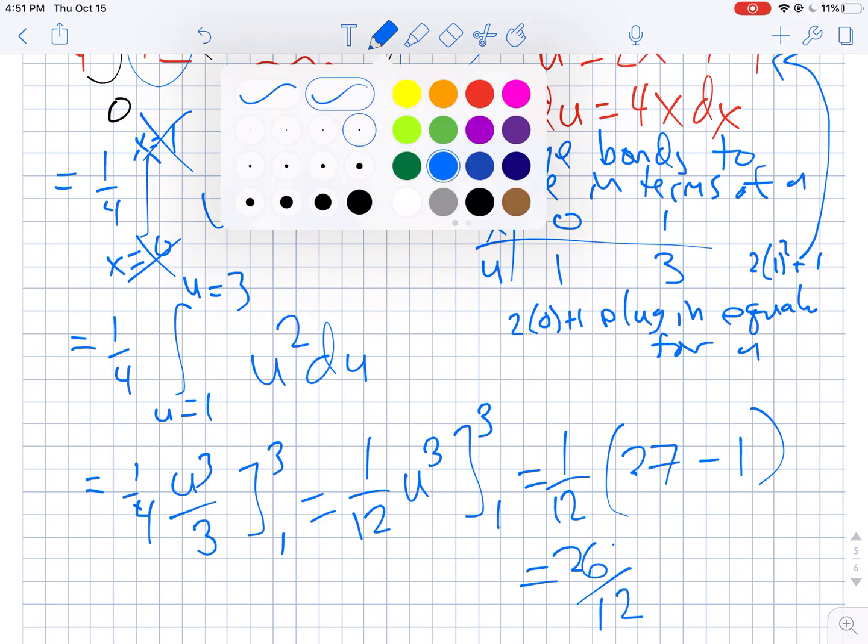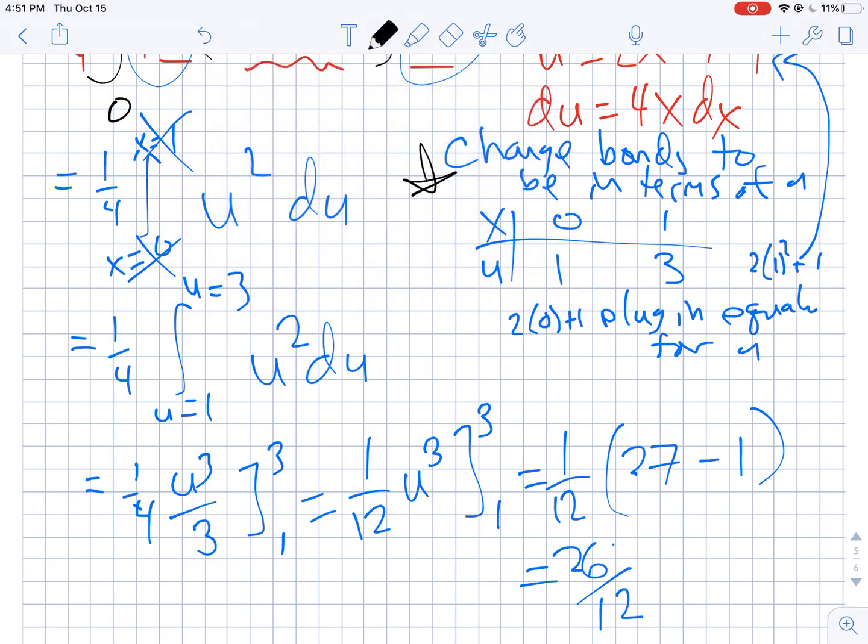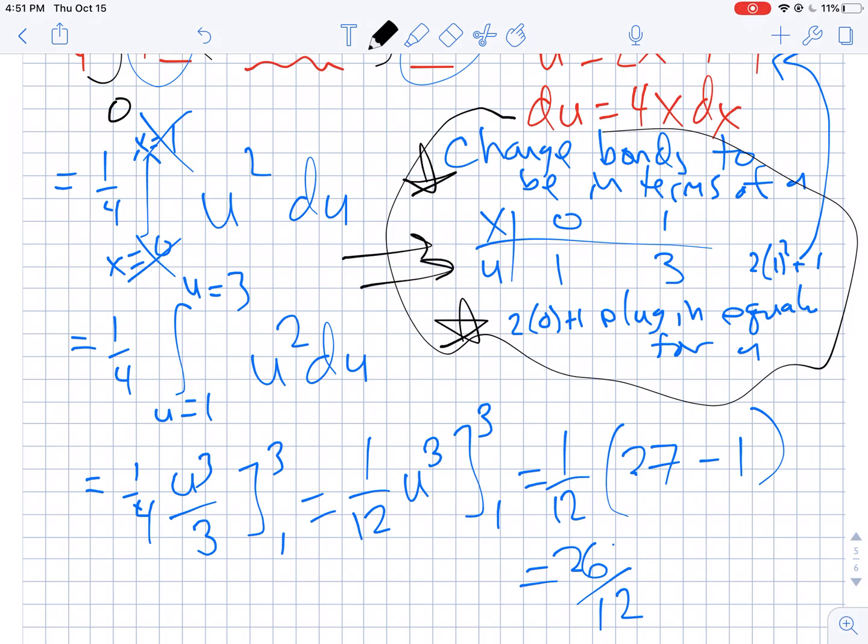And again, the real key here with definite integrals is that we just have to change the bounds to be in terms of u. Bounds of x will not work. It's going to make your life so much easier and take off a lot of work if you just put them in terms of u. And this way you're mathematically correct, right? If you write an integral in terms of u with x bounds, that's just wrong, and it's going to cause problems.